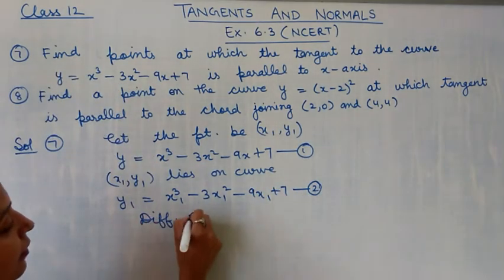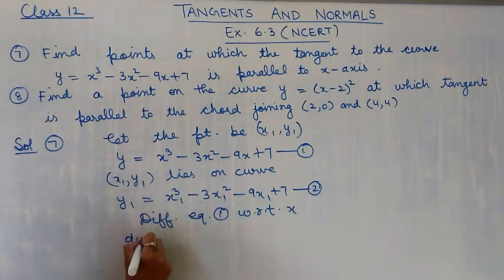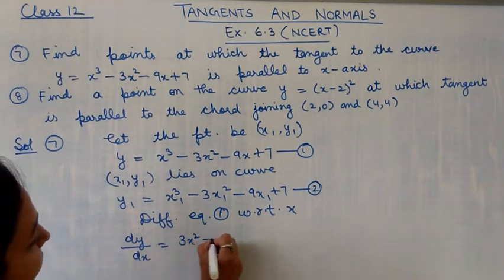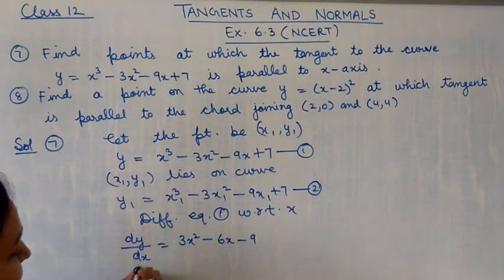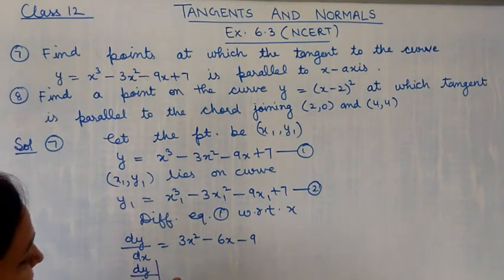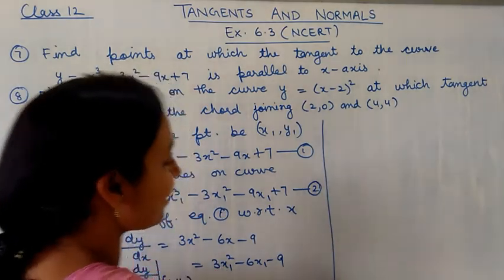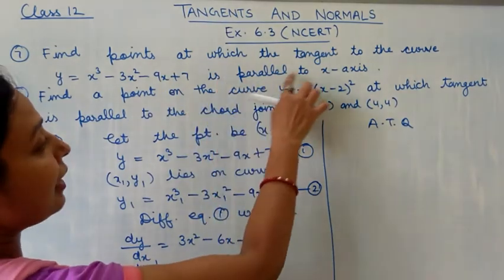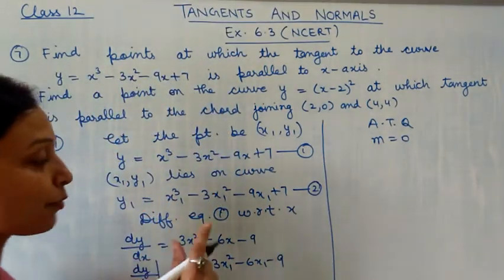Differentiate equation 1 with respect to x. Okay, I will differentiate it. This will be dy upon dx is equals to 3x square minus 6x minus 9. I will take the derivative dy upon dx at x1, y1. When x1 and y1 are there, it is 3x1 square minus 6x1 minus 9. According to the question, the tangent is parallel to the x-axis. Therefore m is equals to 0. According to the question, slope is equals to 0.